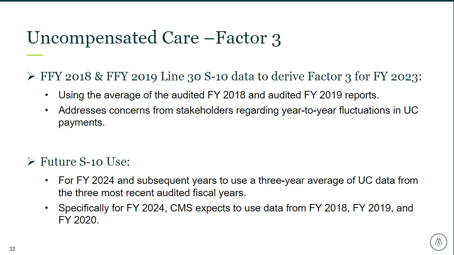2023. Looking beyond 2023, CMS finalized their proposal that for 2024 and subsequent years, they will move to a three-year average of the most recently audited fiscal years. So for 2024, CMS expects to use data from 2018, 2019, and 2020. While the 2020 S10 audits currently being performed will only impact one-third of your 2024 payment, it will then be used again in your 2025 and 2026 payment calculation.